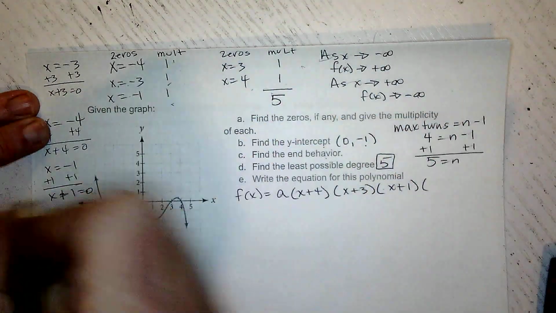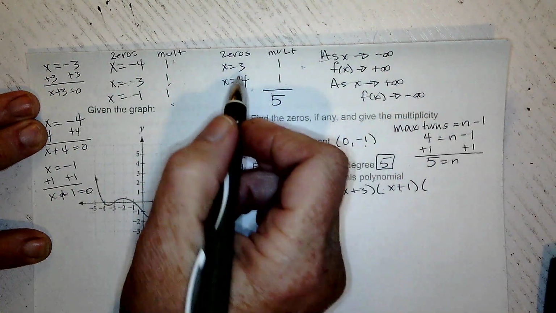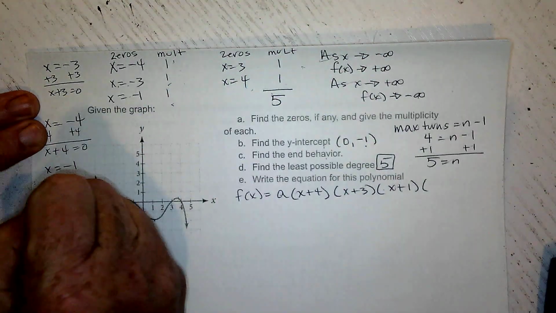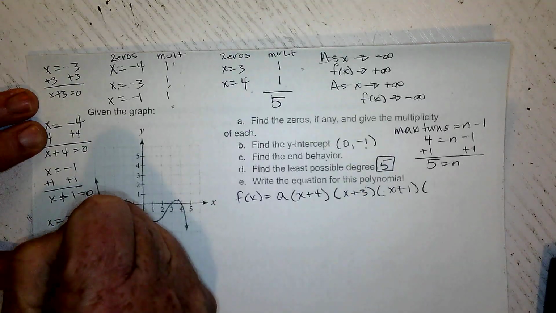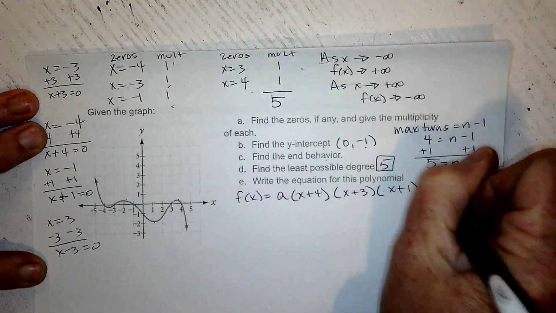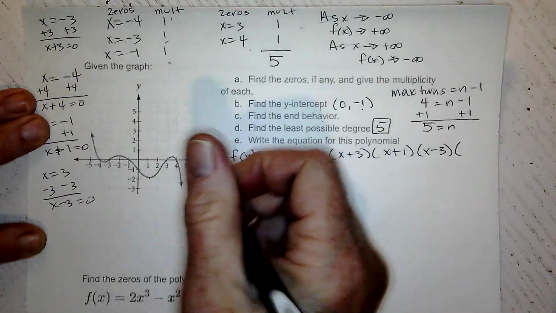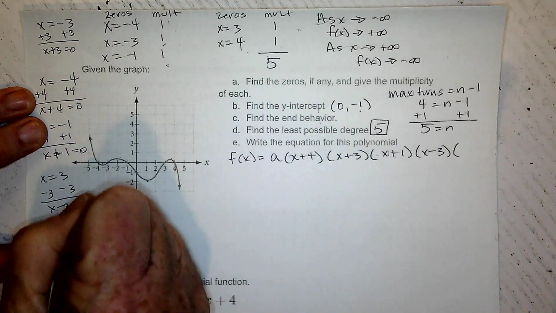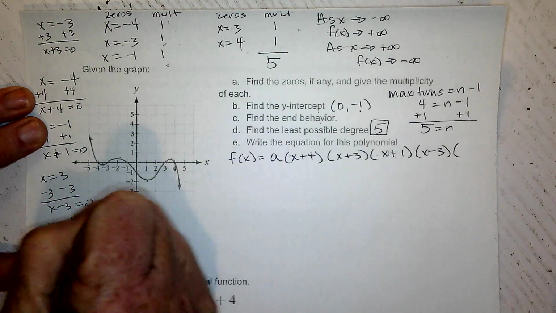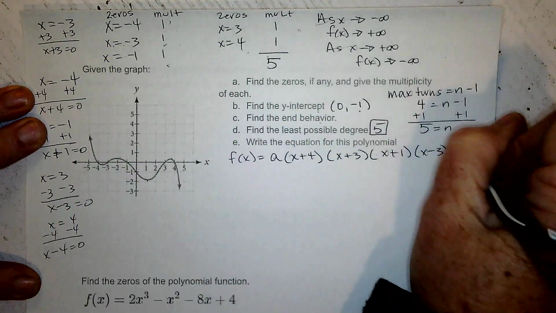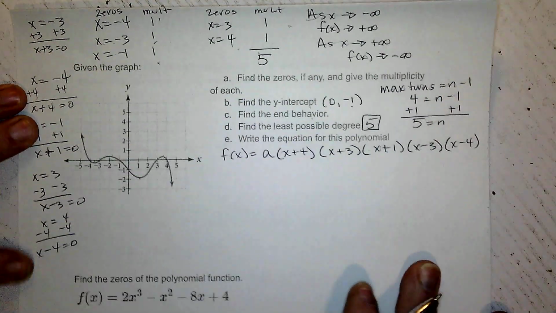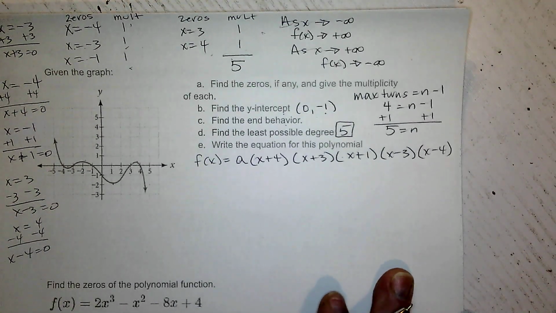And then lastly, last two, you would take x equals 3. Subtract 3 from both sides. X minus 3 is equal to 0. And then do the same thing with 4. X equals 4, so subtract 4 from both sides, and you get x minus 4 is equal to 0. All right, we're not done.